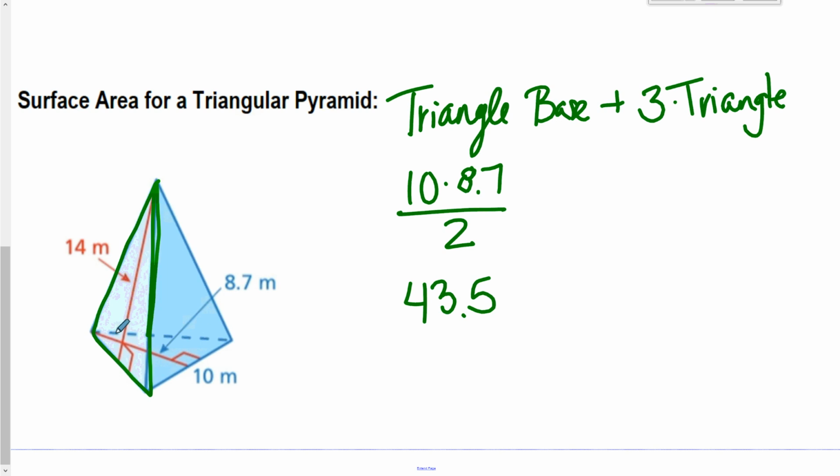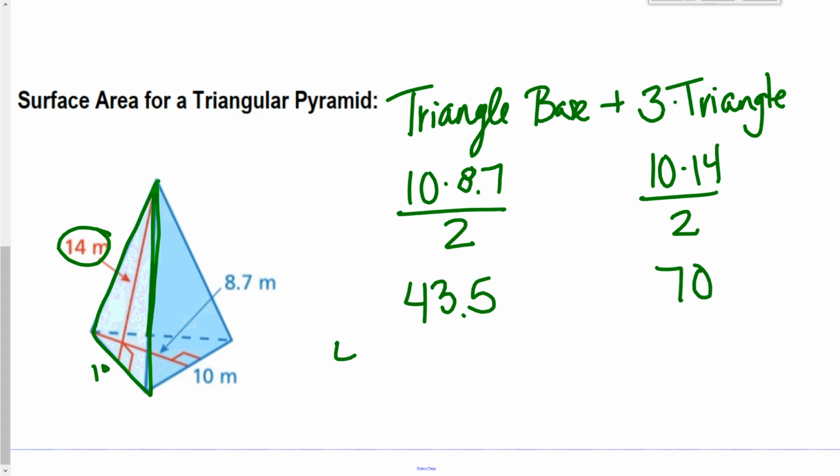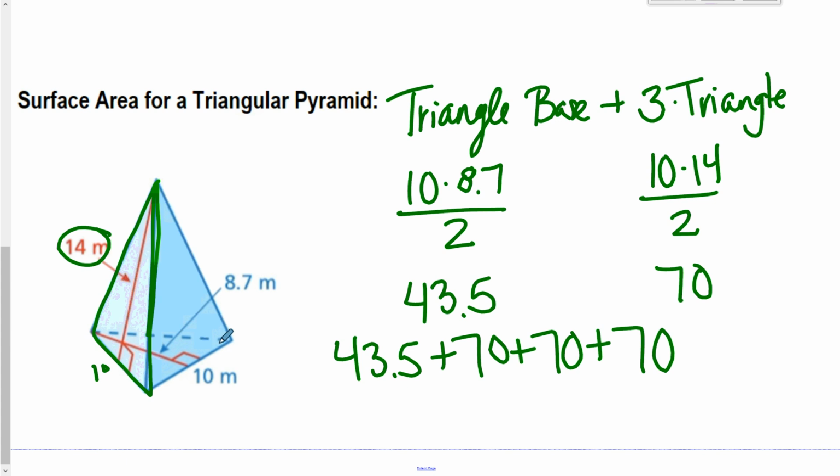Now I'm going to look at this triangle right here. Again, as I said, these are going to be equilateral triangles, so I know this base is also 10, but the height on this one is 14. So this is 10 times 14 divided by 2, which is going to give me 70. So I've got a base of 43.5, and then I've got 3 triangles of 70. And I know it's 3 because it's a triangle bottom, I can't have more than that. So when I add it all together, I get 253.5 meters squared.